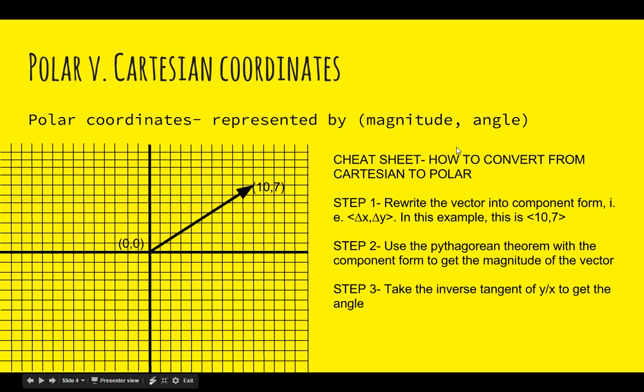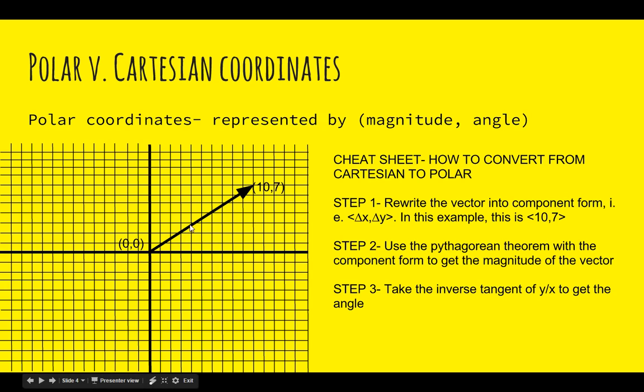So one of the more difficult things you might have faced in your summer assignment is how to convert between polar and Cartesian coordinates. Polar coordinates are represented by two quantities: the first is the magnitude of the vector, and the second is the angle, which is the direction of the vector. As you can see here by this graph, I have a vector that starts at 0, 0, and then the arrow points to 10, 7. So this graph shows the Cartesian coordinates of the vector. And what we want to do is convert from the Cartesian to the polar coordinates.